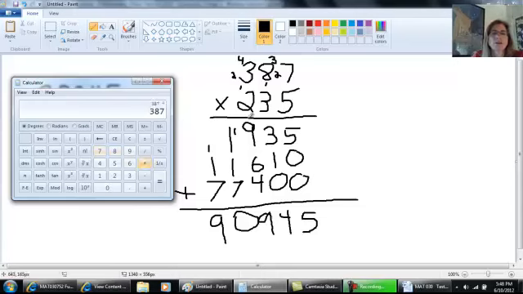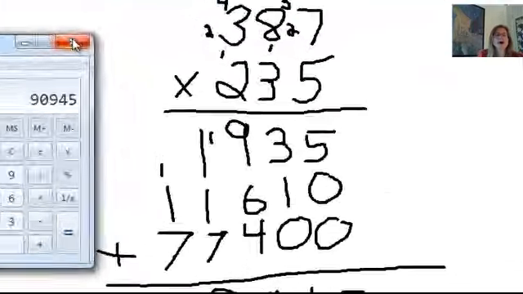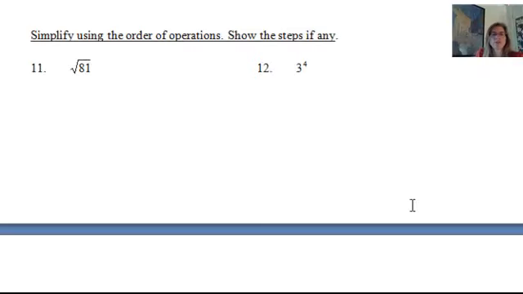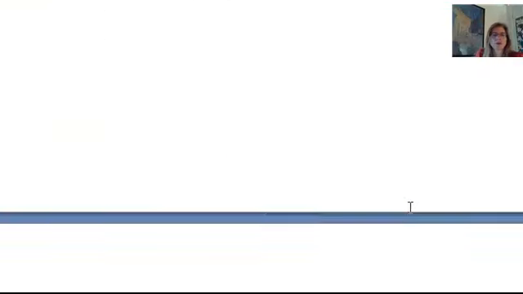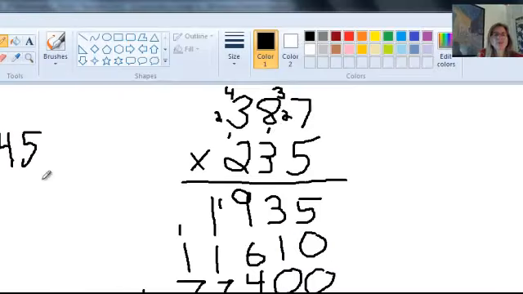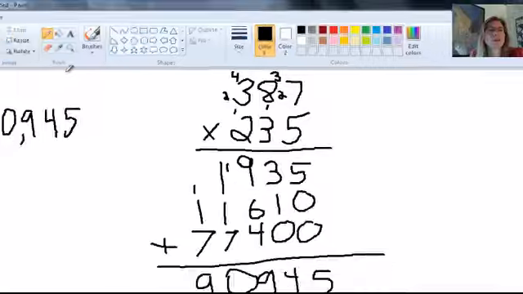And let's look at our calculator and test ourselves. 387 times 235 equals 90,945. And the answers are also, if you scroll all the way down here. But there's another way to do multiplication, the grid.